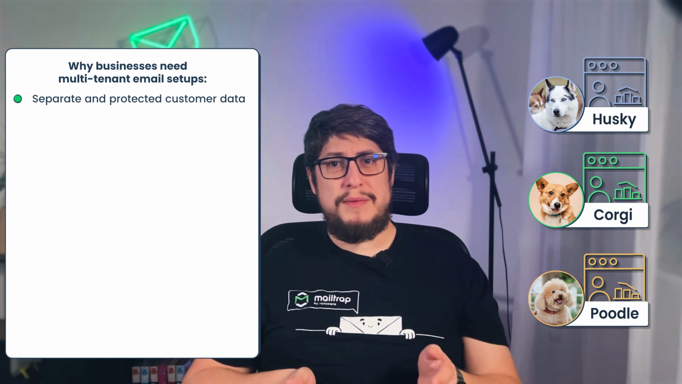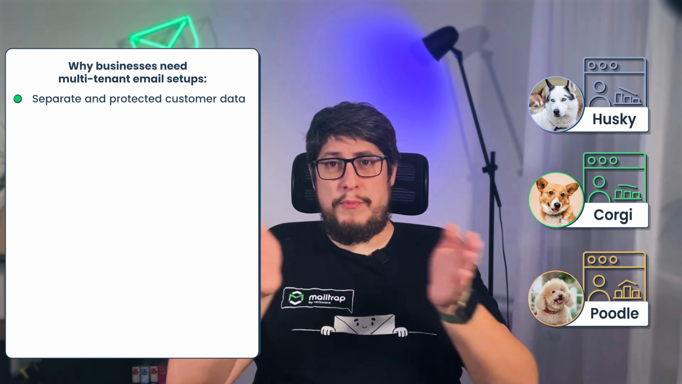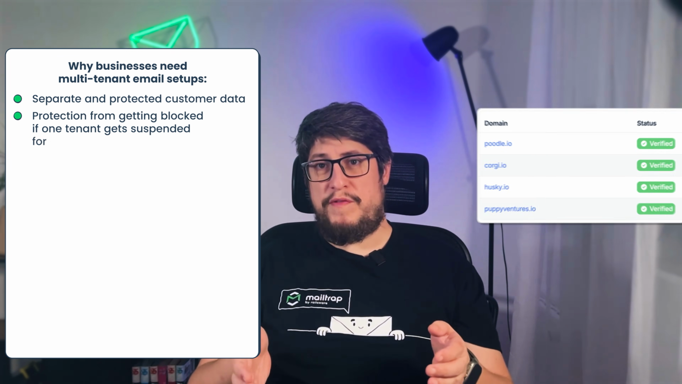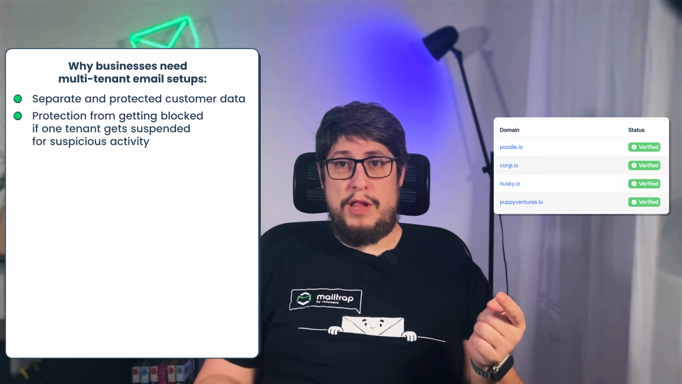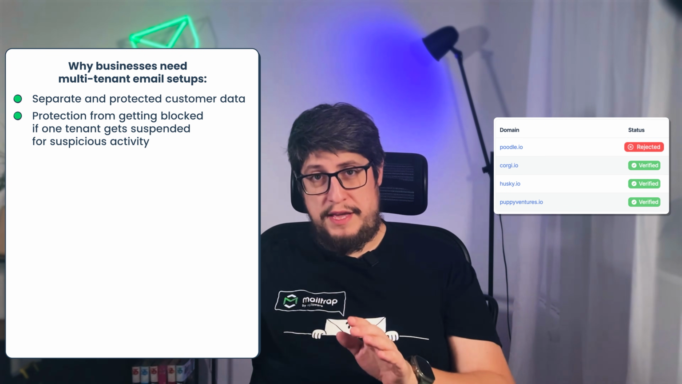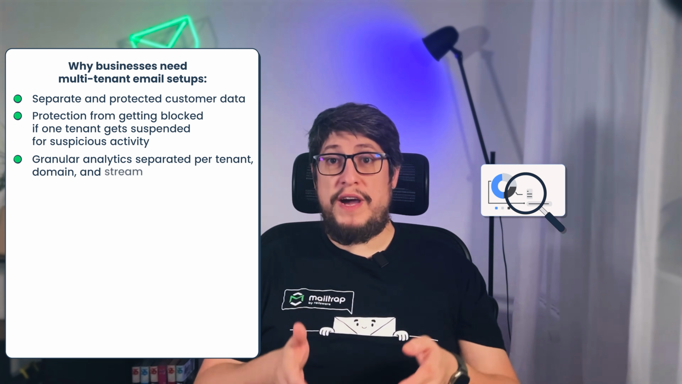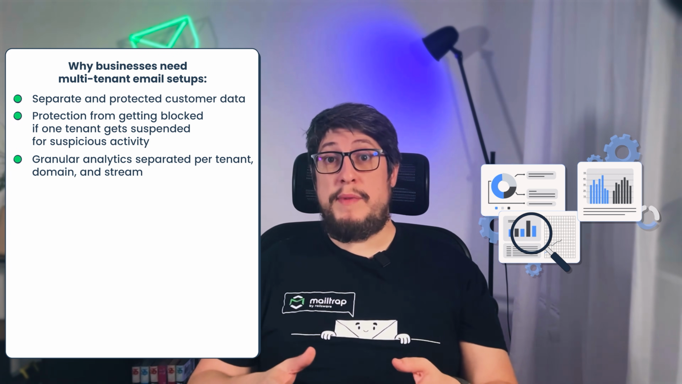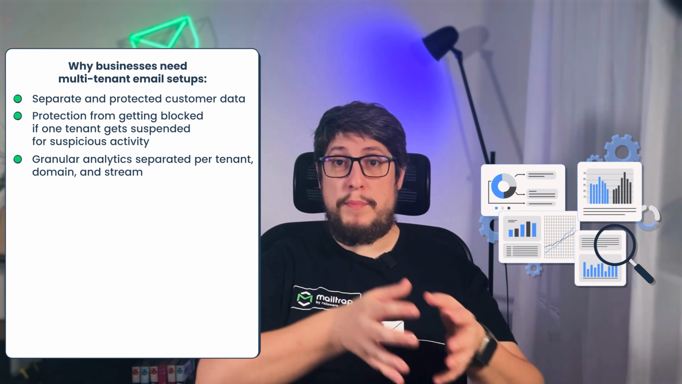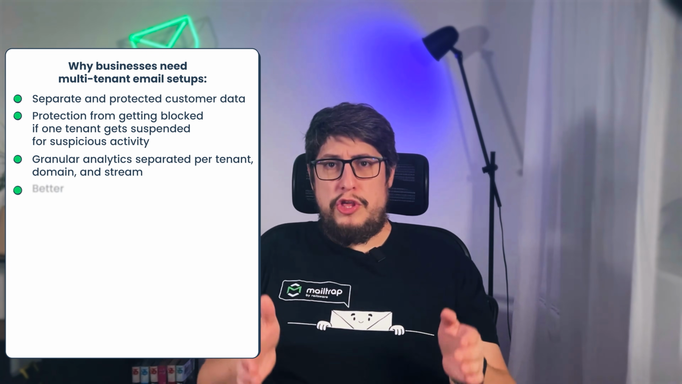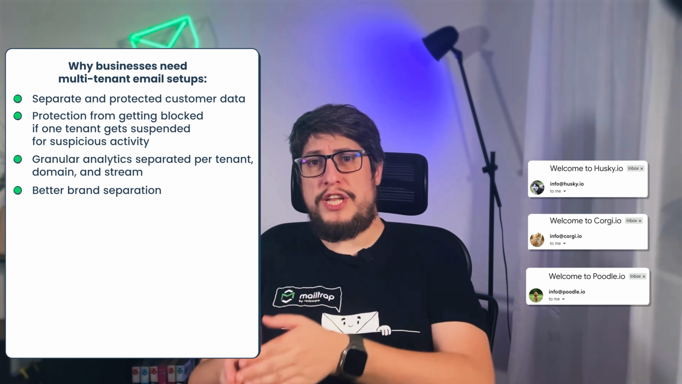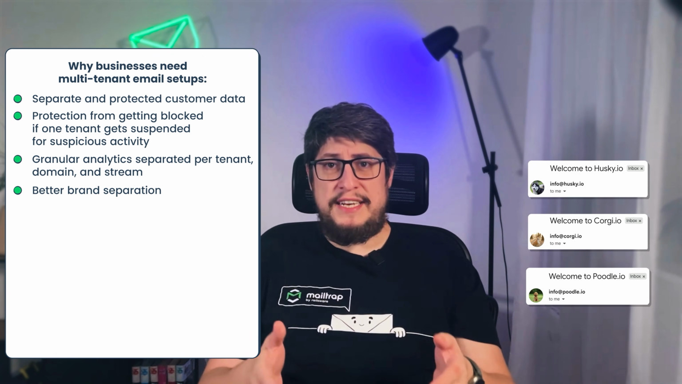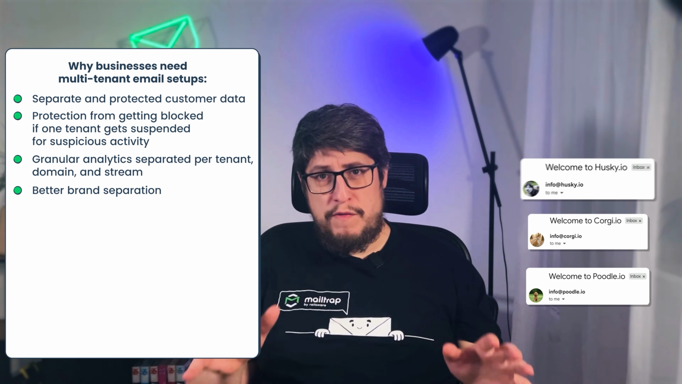Here's why businesses need multi-tenant email setups. Infrastructure-level isolation ensures that customer data of different tenants remains separate and protected. If the email service provider allows it, one tenant getting blocked for suspicious activity won't affect the others. Multi-tenant systems provide access to granular analytics, since email performance data can be separated per tenant, domain, and stream. You get better brand separation, with each tenant having their own sender names, signatures, templates, and branding overall.